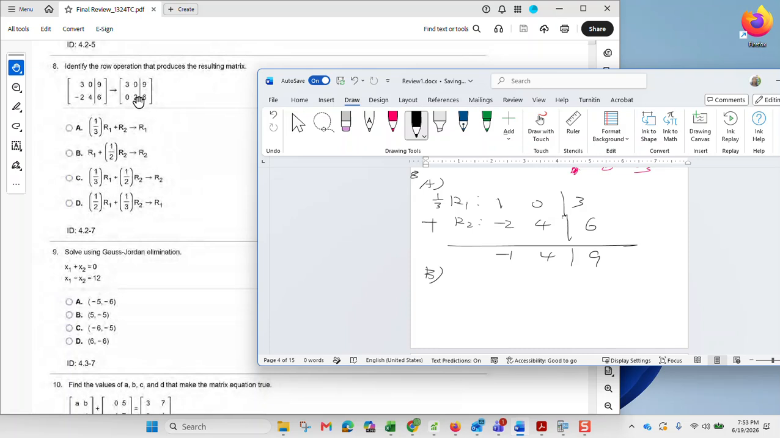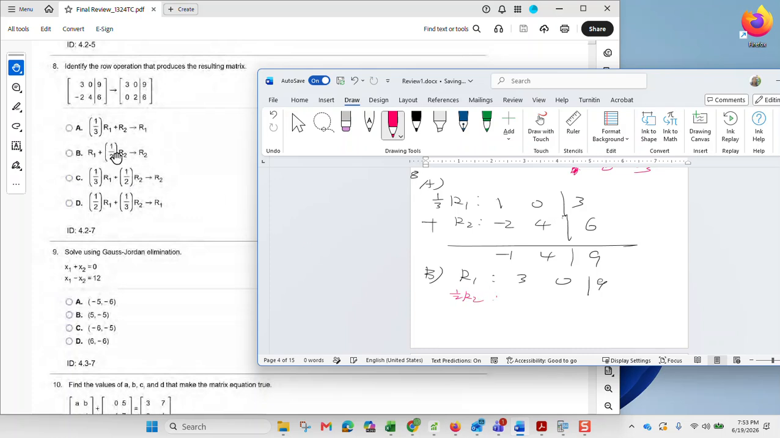Because for B and C, you can see apparently row 2 got replaced. All right, so let's look at B. Row 1 plus, okay, so for row 1, I copied down row 1, 3, 0, and 9. That's my row 1. My row 2 needs to multiply by 1/2. 1/2 row 2.